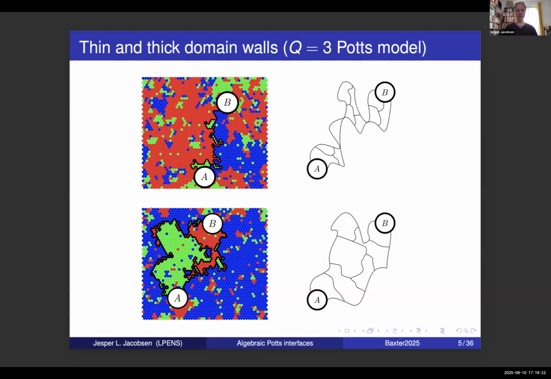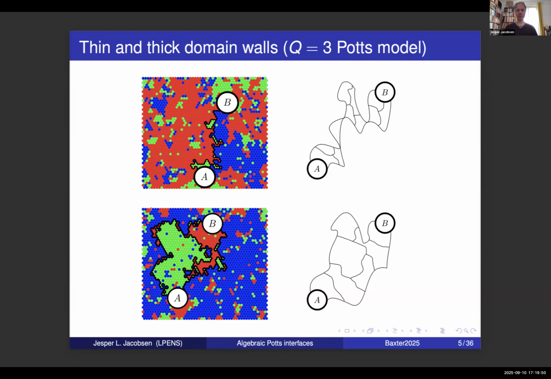What you see here are actually two different kinds of correlation function in the three-state Potts model. One in which you have two domains of like-colored spins, that's on the bottom, blue and blue, connecting A and B. And another one on the top where you have a red domain and a blue domain that connect A and B.